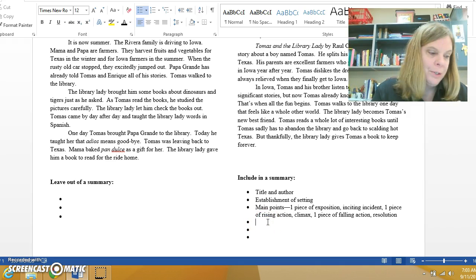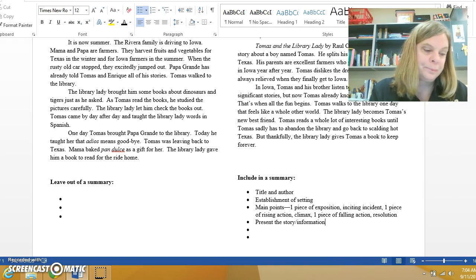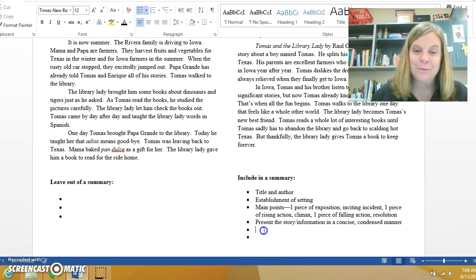Okay. Next thing you want to make sure that you do is that you present the story or the information, because you can also be given a summary of a newspaper article, something like that. And you want to do it in a concise, very, very short manner, and make sure that it is condensed, okay? You don't want your summary to go on and on and on and be just as long as the original piece of work. Next, the organization of your summary needs to be consistent.